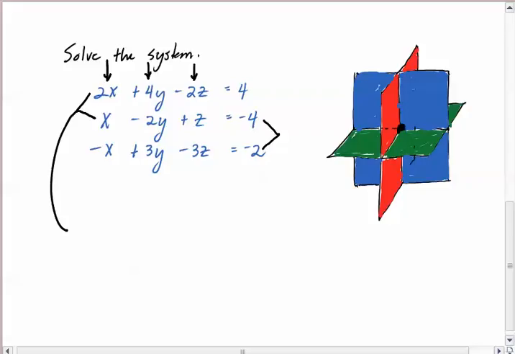So let me show you what I mean by that. Let's take these two down here, and I'm going to recopy them. I'm going to copy the top one.